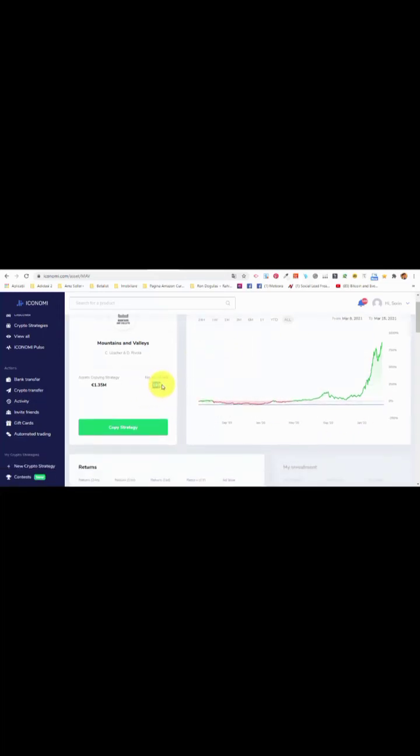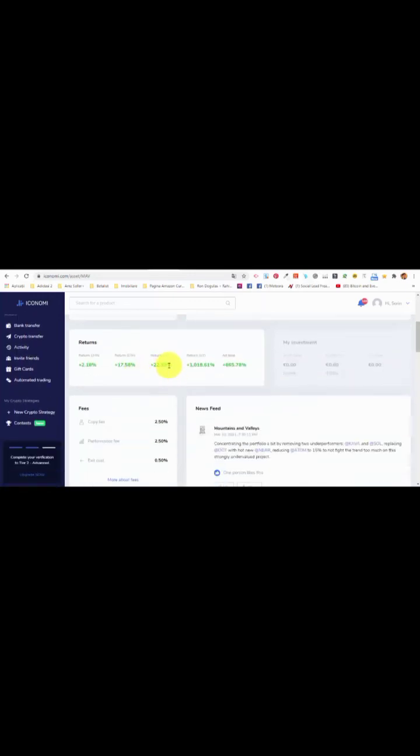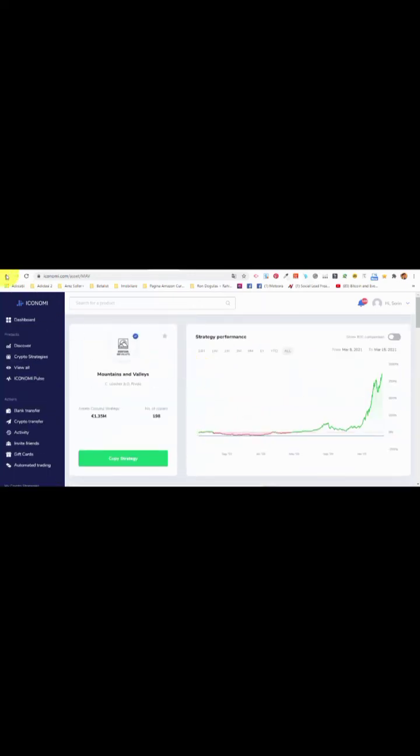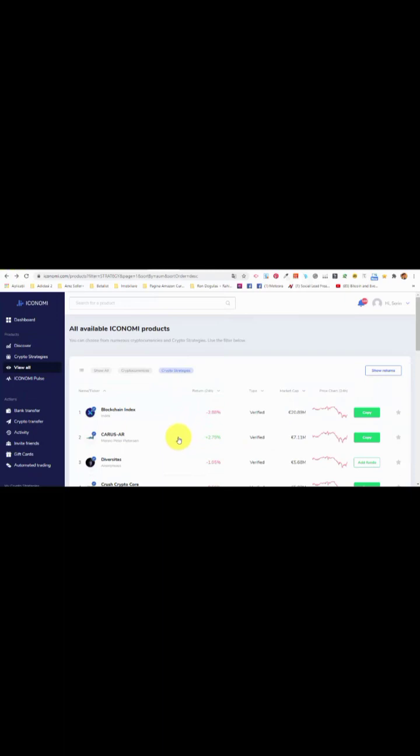And it has 198 copiers, with a total asset copying strategy of 1.45 million, which is not bad. Okay, not bad at all. So the return in the past year was 1000%. Again, not bad at all. Okay, so this is how this works.